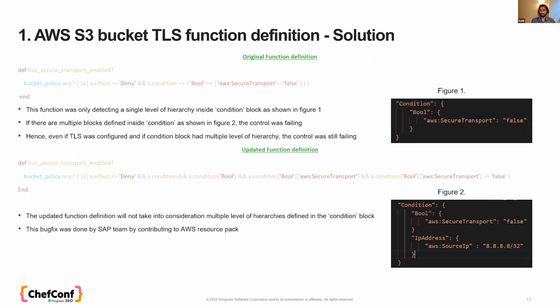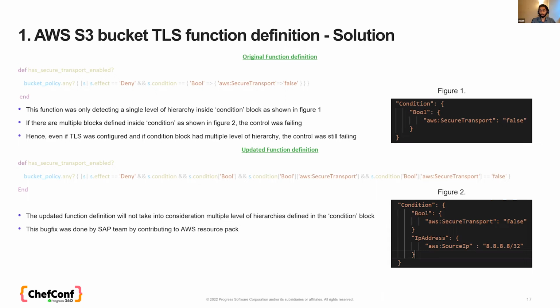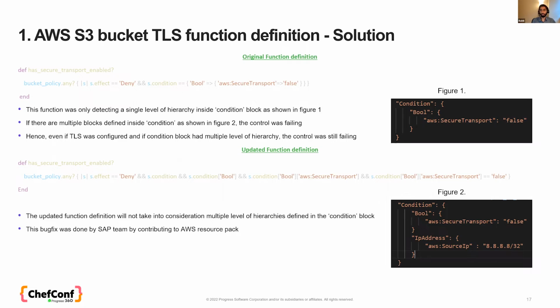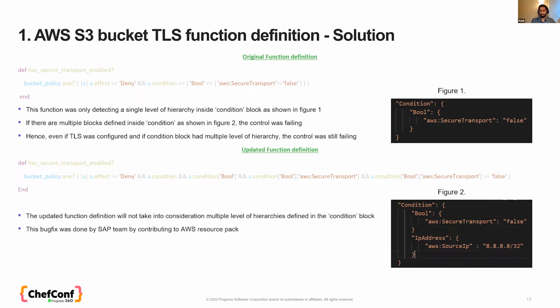So we took all the necessary steps. We modified the control, the function definition. We made the contribution to the AWS resource pack with this fix. Once the PR was merged into the AWS resource pack, we were then able to push this fix as a hotfix into production. And eventually, with the next scan, all the false positives related to this issue were fixed. So that's typically how the entire release cycle works.